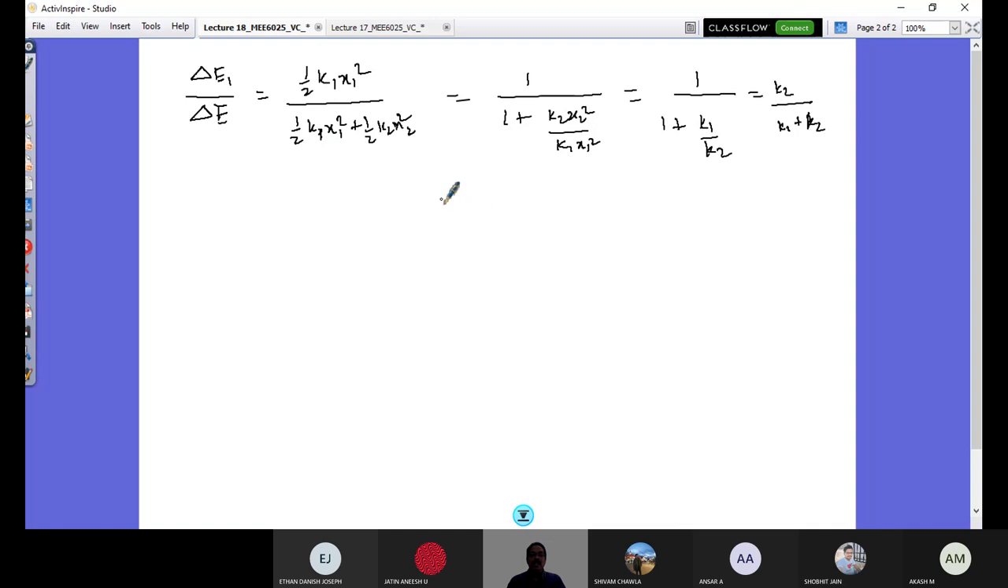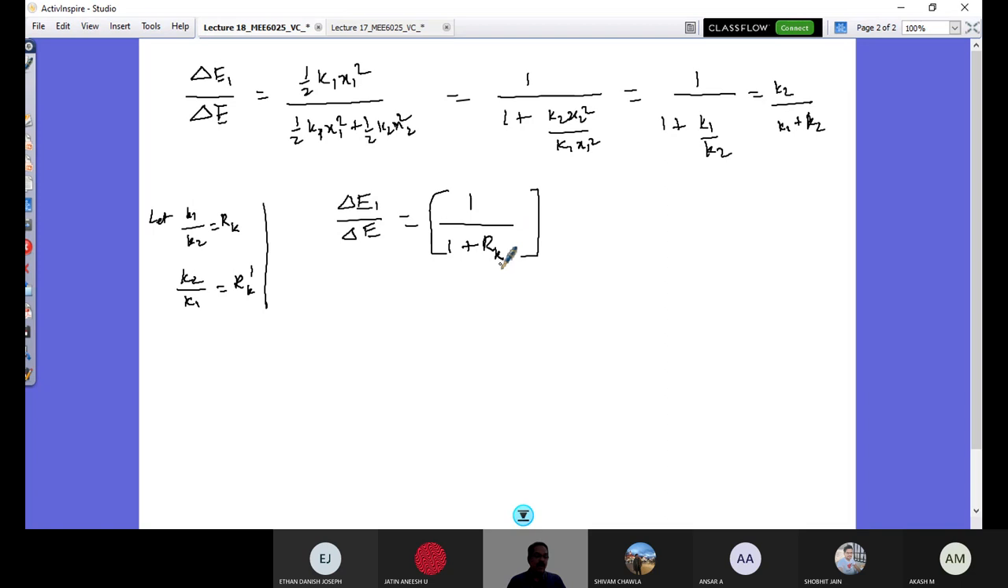I can also rewrite this in this fashion. Delta E1 by delta E, here this K1 by K2, let me call it RK. Like we had M1 by M2 as RM, I'm going to let K1 by K2 be RK, and K2 by K1 be RK dash, like we defined M1 by M2 as RM and M2 by M1 as RM dash earlier. So what is this going to be? 1 by 1 plus RK. Subscript K refers to stiffness involved. Subscript M in the previous case was involving mass, right? So this is equation 1.